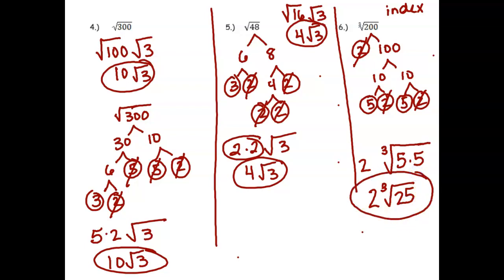A couple of things when you have an index of 3: make sure you write it. If you don't put that 3 there, then it's implied to be a 2. You want to make sure that it's a cube root.